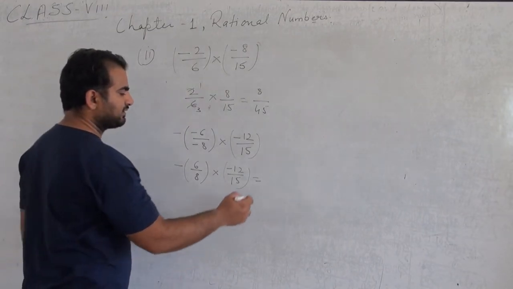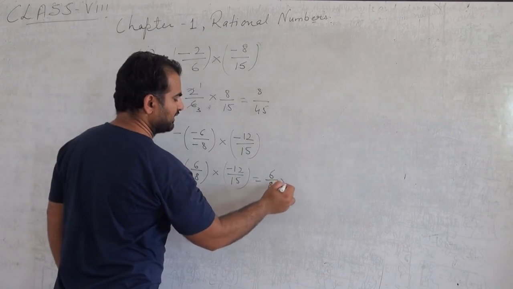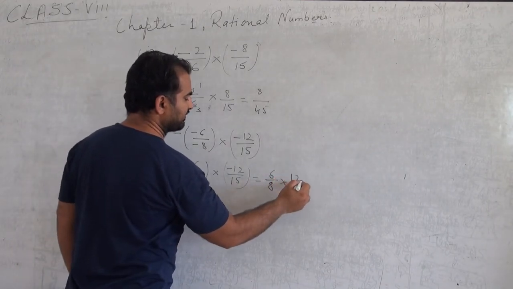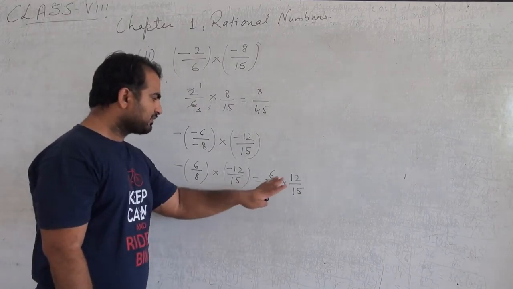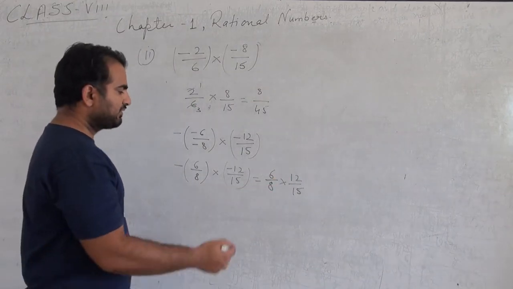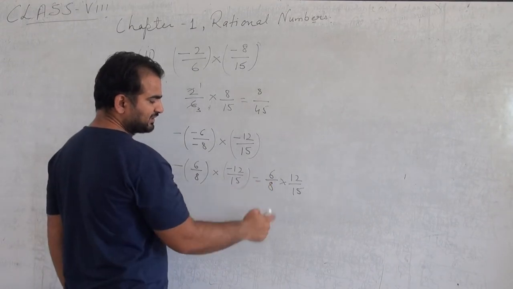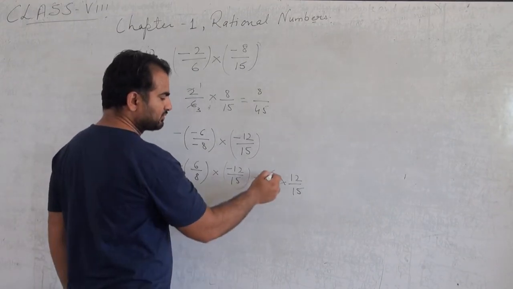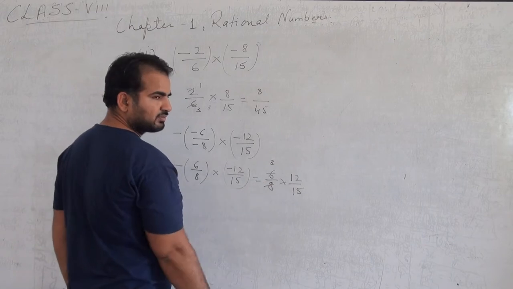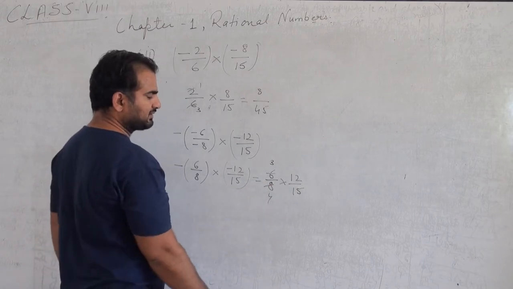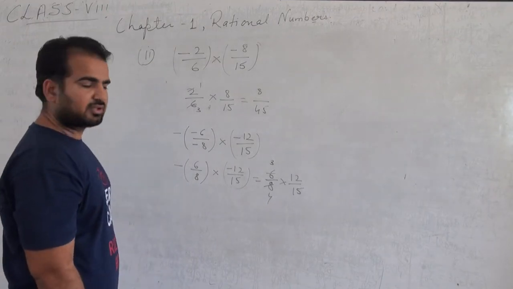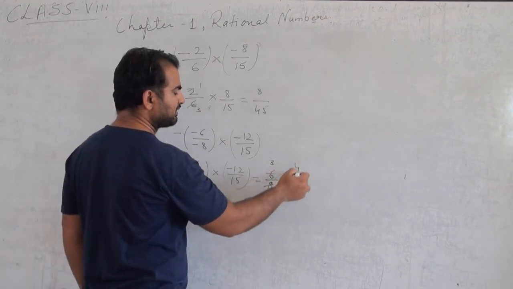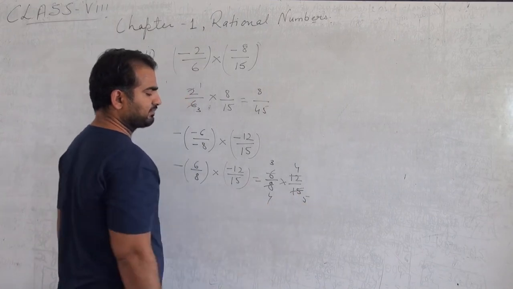What is 6 by 8? And next is 12 by 15. Okay. So what we have to do? We have to just check which can be divided or not. So we can say that 6 and 8 come in the table of 2. So 2 3s are 6 and 2 4s are 8. Next, this 12 and 15 also come in the table of 3. So 3 4s are 12 and 3 5s are 15.